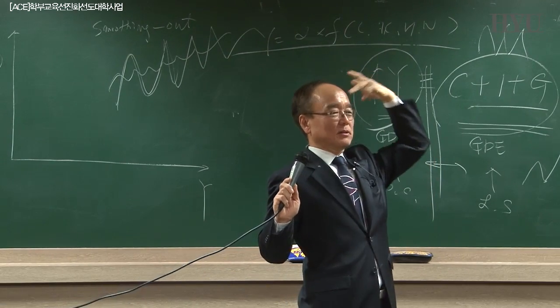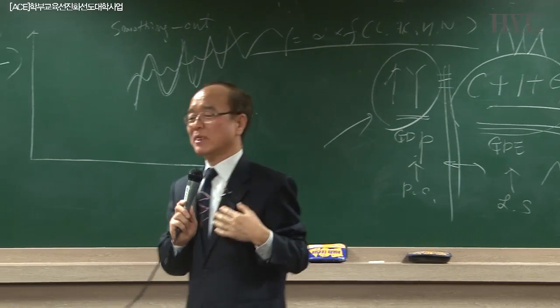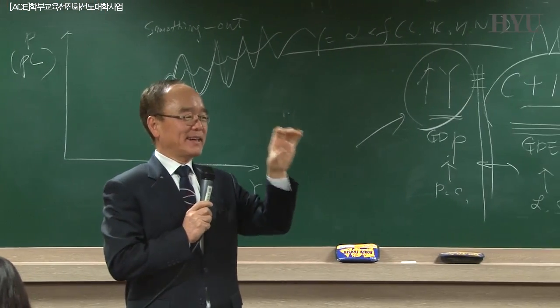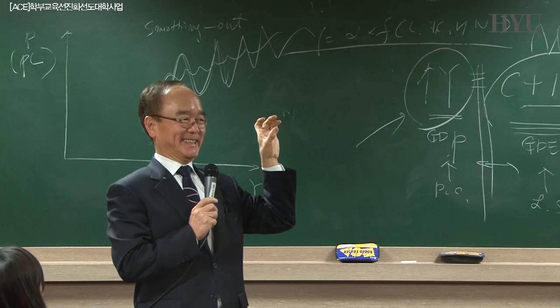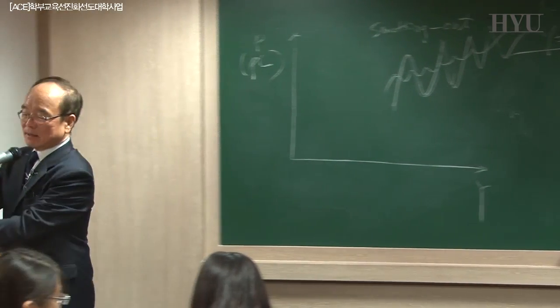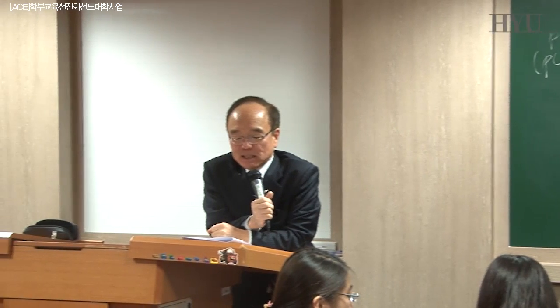Then, okay, rule of thumb. In general, I is even more volatile than overall GDP. Okay. So now, unemployment is volatile too.